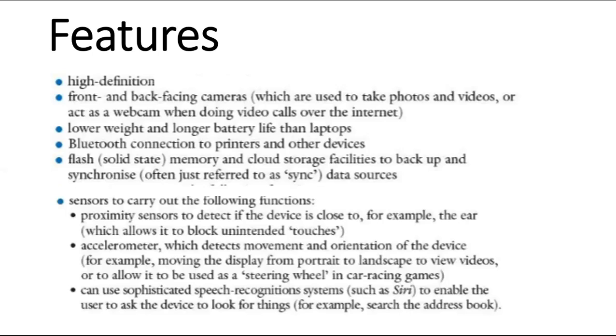Now we'll discuss the sensors. First of all, proximity sensors. Proximity sensors mean that when you bring your cell phone or tab close to your ear, it automatically senses your ear, especially when you make a call to your friend, and when you bring this device close to the ear, the screen automatically goes into off mode.